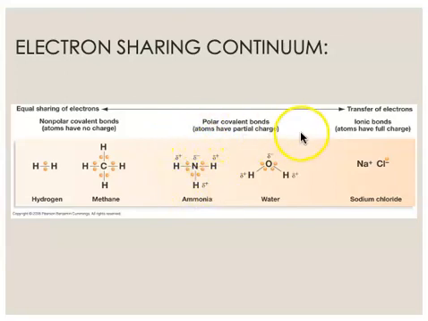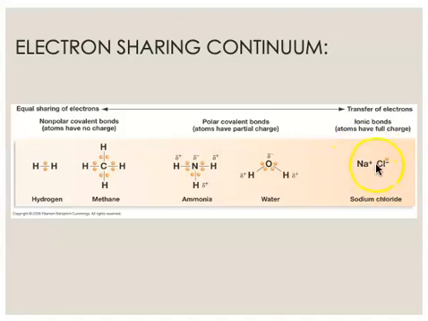On the other extreme of this continuum, we have the transfer of electrons. Two atoms are going to come together, and they're not going to share. They're not going to share equally. They're not going to share unequally. They're going to actually transfer the electrons.